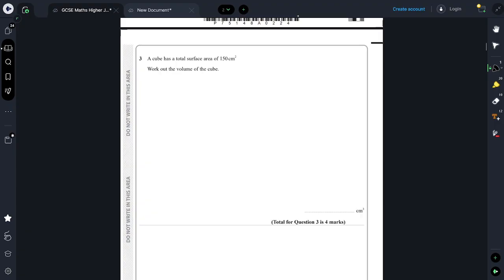Then it says question 3. A cube has a total surface area of 150. Work out the volume of the cube. So, surface area, you need to remember, is, if we sketch what a cube looks like, there we go, a bit rough, but you get the point. The surface area is how much of the surface we see, which in other words is just the area of all of the faces of the shape.